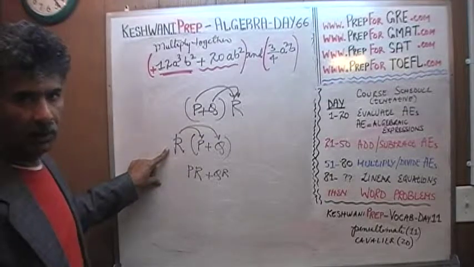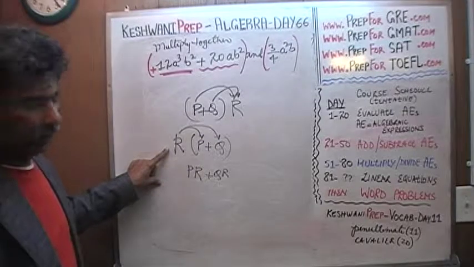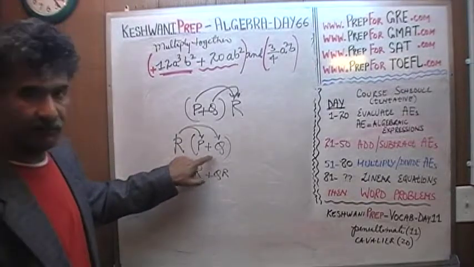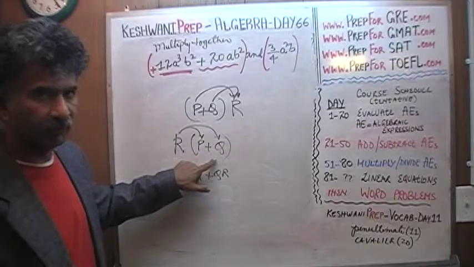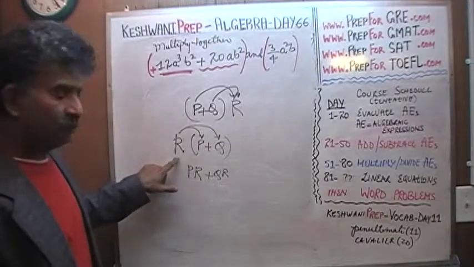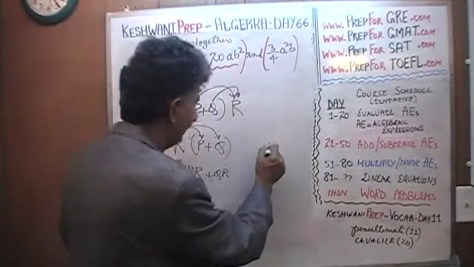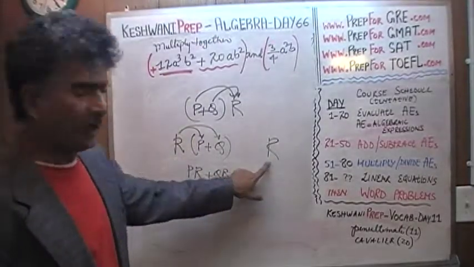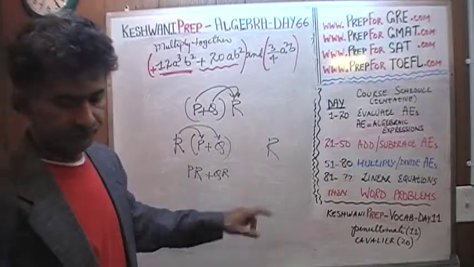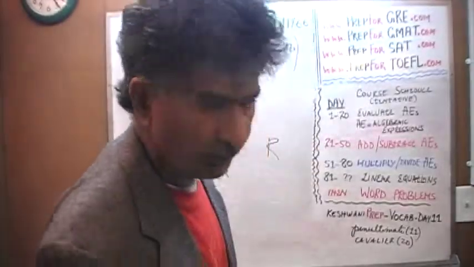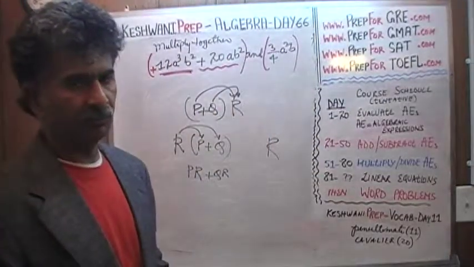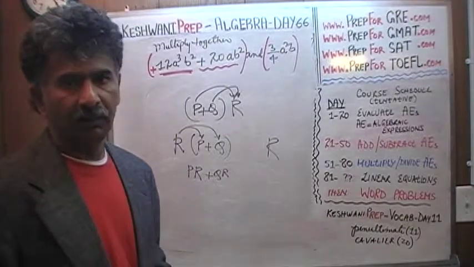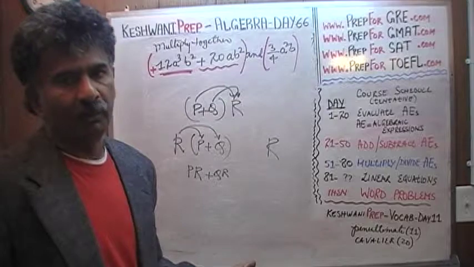We are distributing the r over what? Over this expression. This expression has two terms. This is an algebraic expression made up of two terms, p and q. This is also an algebraic expression, with only one term, r. Do you understand? A term is like a word. This expression only consists of one word, even though in the real language that we speak, we do not have expressions with just one word in them.